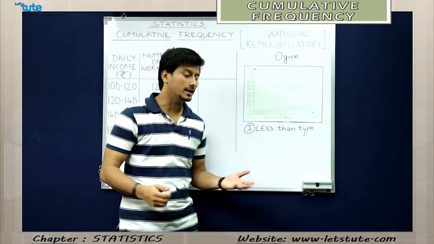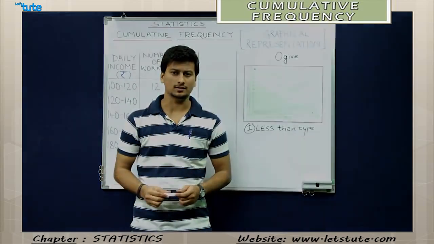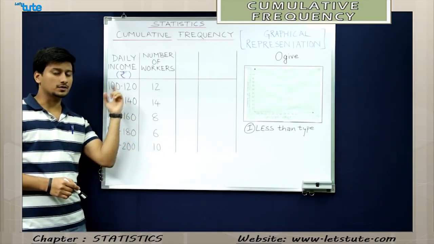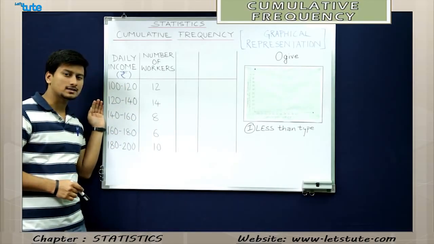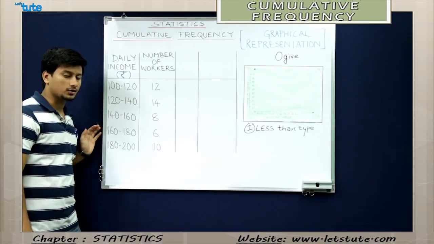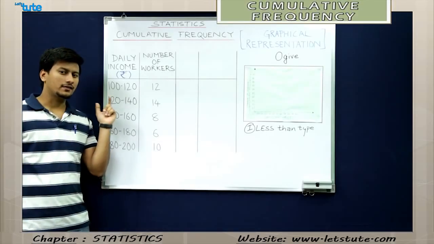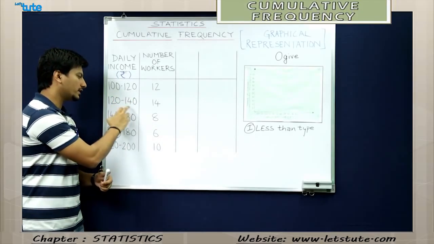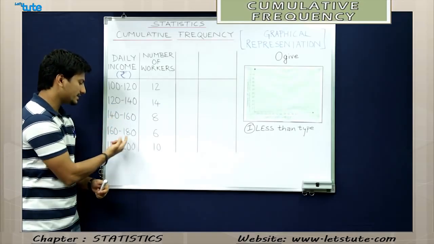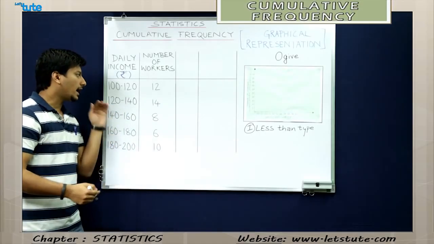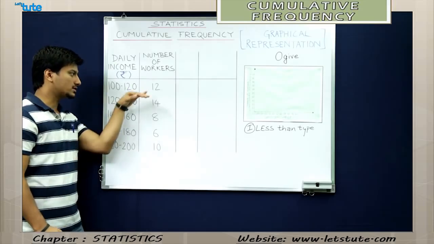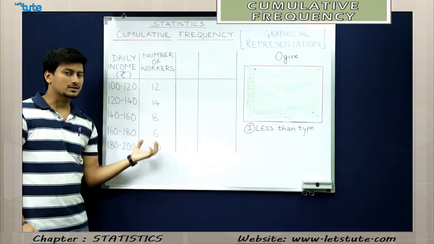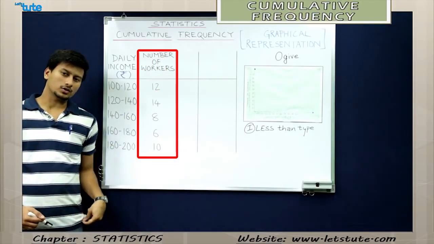Now before I tell you why the name less than type, let's start with an example. So I have an example of daily income of some of the workers in terms of Indian rupees. This particular data is grouped data because it is divided into small groups. Every group has a class size of 20, so there is a difference of 20 rupees: 100 to 120, 120 to 140, 140 to 160, 160 to 180 and 180 to 200. This income group also shows us the number of workers that fall in the corresponding category. The column number of workers is nothing but the frequency column denoted as F.